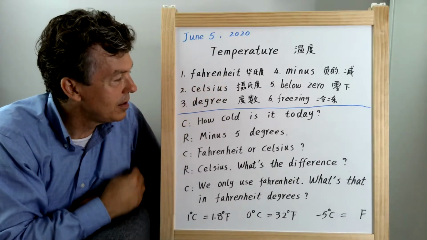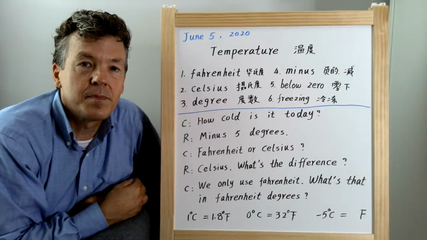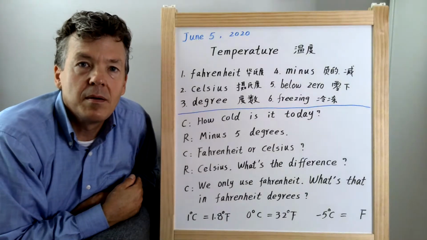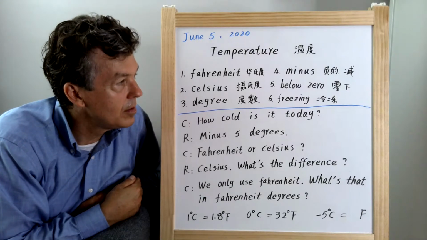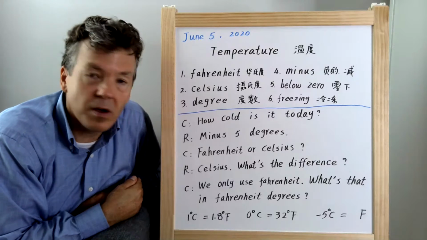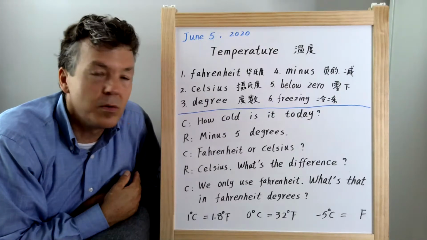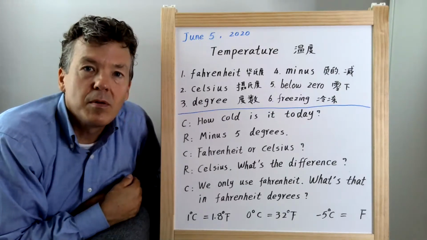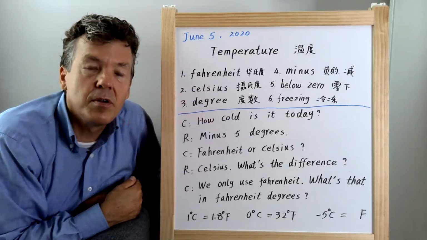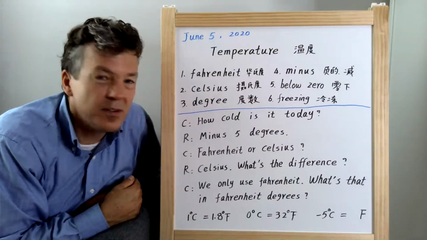Fahrenheit. Celsius. Degree. Minus. The I is the vowel sound. Minus. Below 0. You can also say below 0. That's fine, but we kind of round it off to below 0. Freezing. It's freezing.